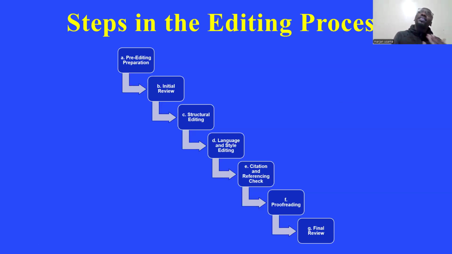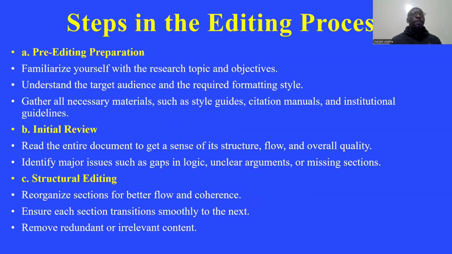When you are editing, there is what is known as a systematic process. That is what we said in the definition. It is a process that involves these 7 things. So number 1 is the pre-editing preparation. Pre means before. Even before editing, what should you do? You need to familiarize yourself with the research topic and objective, understand the target audience, and the required formatting style.